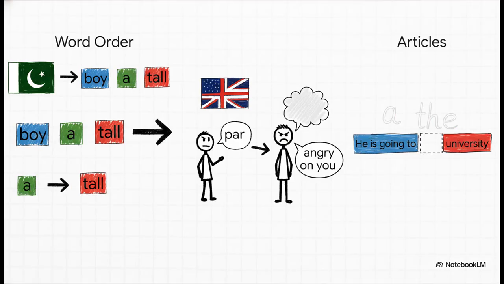Here are some classic examples of interlingual errors, where our L1, Urdu, directly influences our English. We might say "boy tall," because that's the word order in Urdu. We use "on you" for angry, because we use "par" in Urdu. And since Urdu doesn't really have articles like "a" or "the," we often just forget them. Seeing this isn't about finding faults. It's about understanding the learning process.